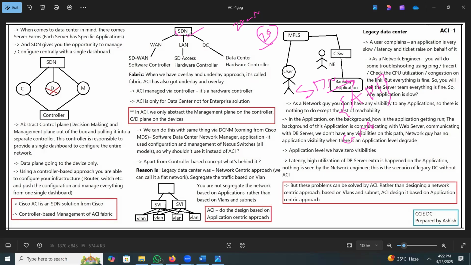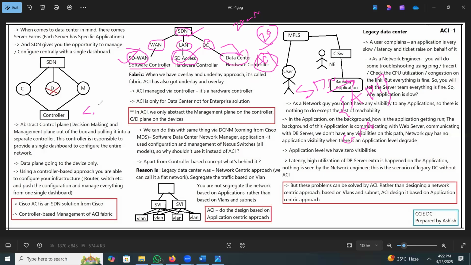So first, SDN. For the Cisco SDN solution, we have 3 types. For one solution, we are using Cisco SD-WAN. It is a software controller. Okay, I will discuss what a controller is. Then on the LAN, we call it Cisco SD-Access. On the data center, for DC, we are using Cisco ACI. Okay, so Cisco SDN is divided into 3 parts: SD-WAN, SD-Access, and on the data center, we call it Cisco ACI.